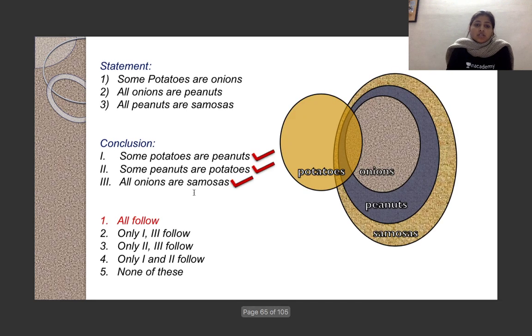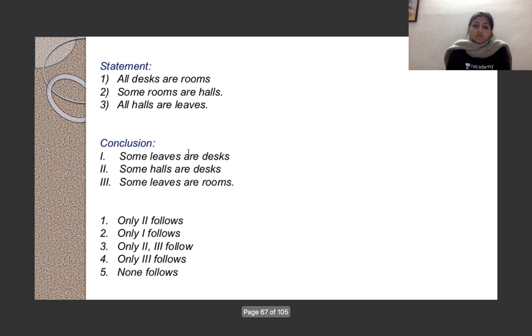Okay, some potatoes are onions, all onions are peanuts, and all peanuts are samosas. This is how the diagram will look like. Some potatoes are peanuts, yes. Some peanuts are potatoes, yes. And all onions are samosas, yes. So the answer is option 1, all follows. Next.